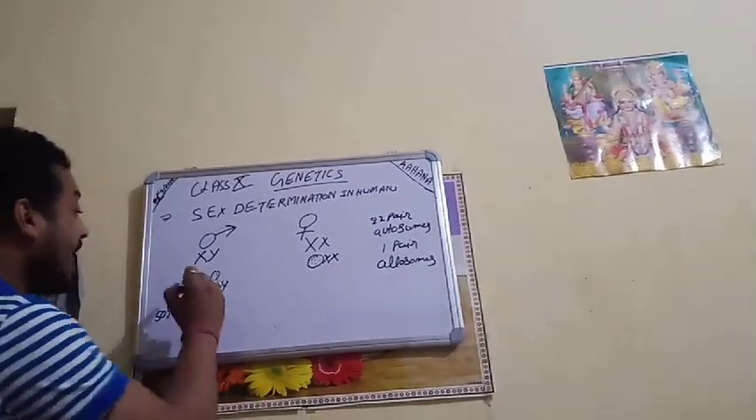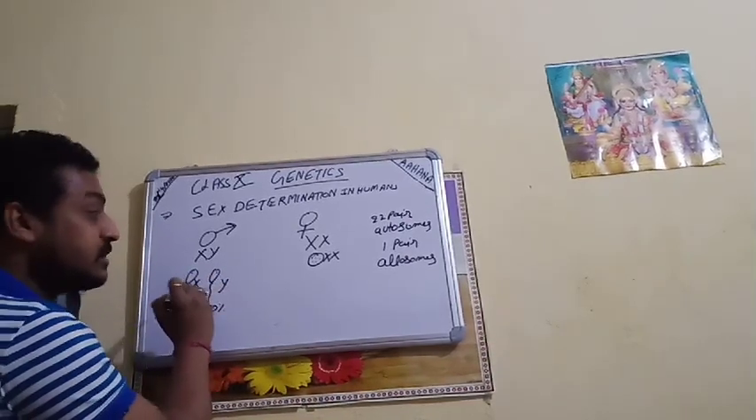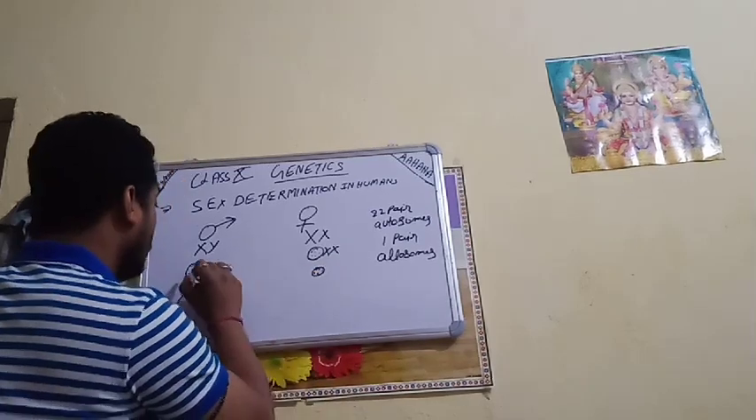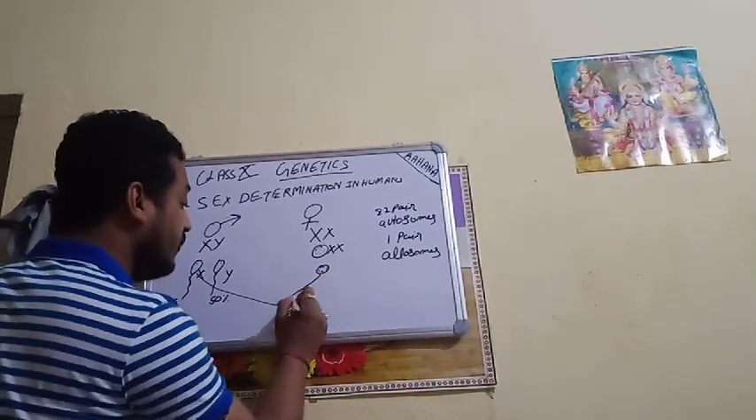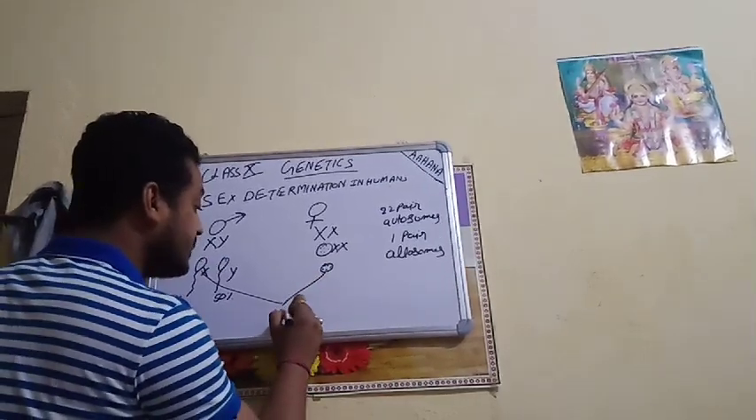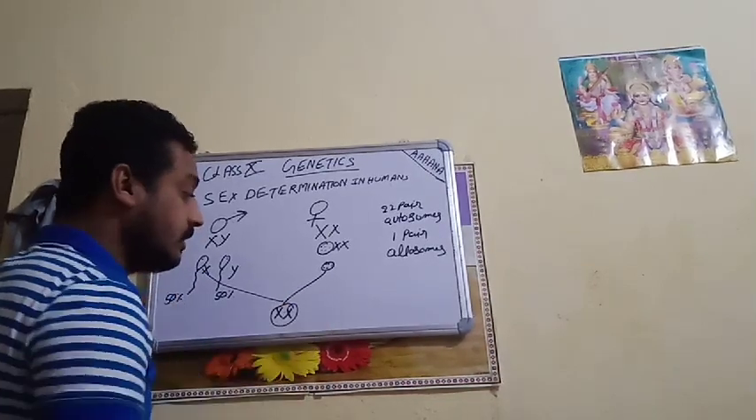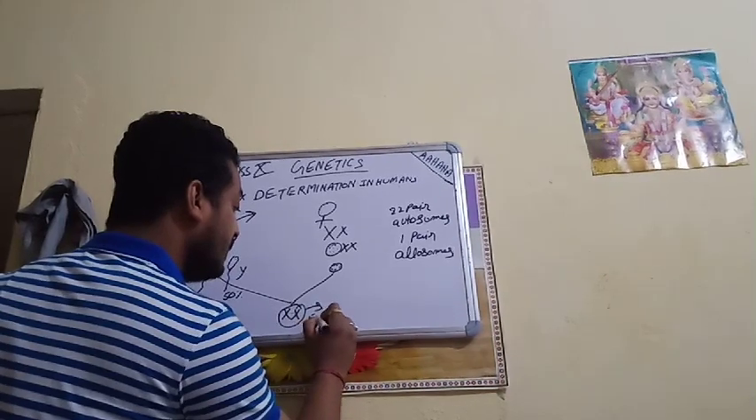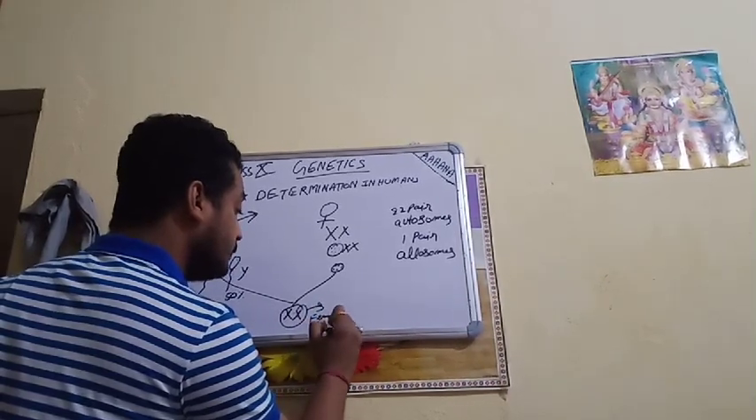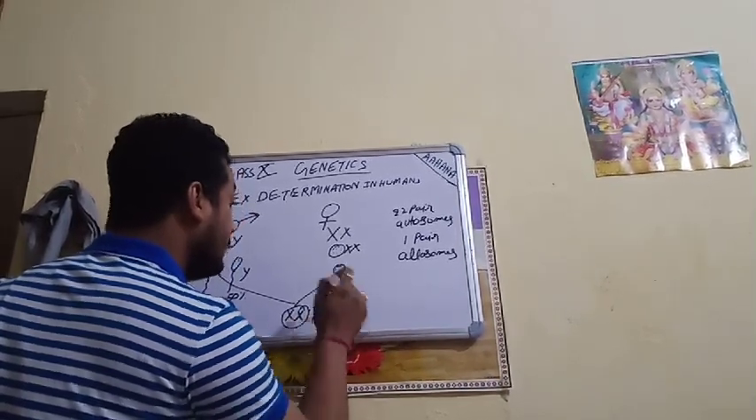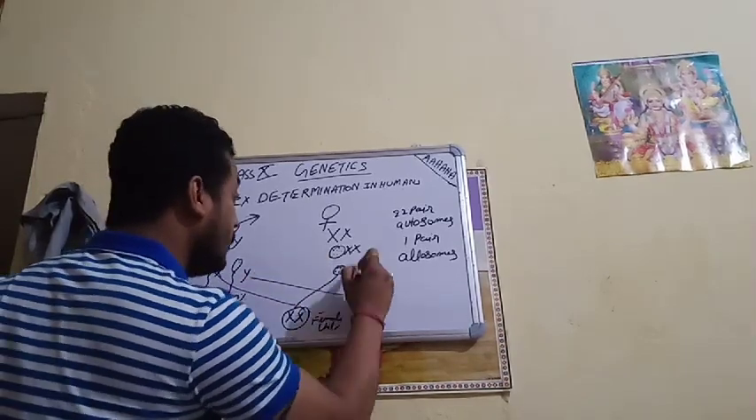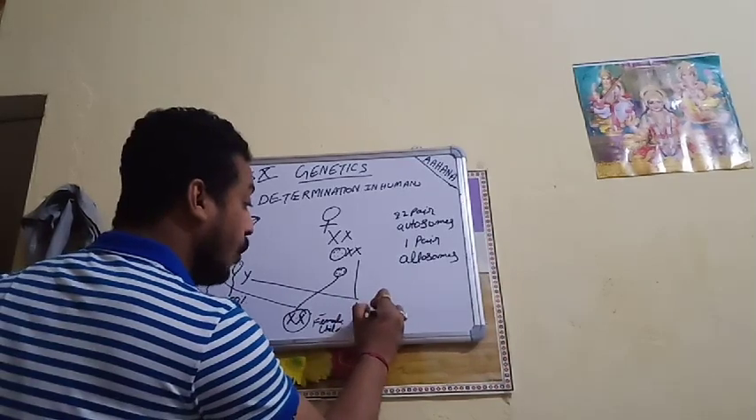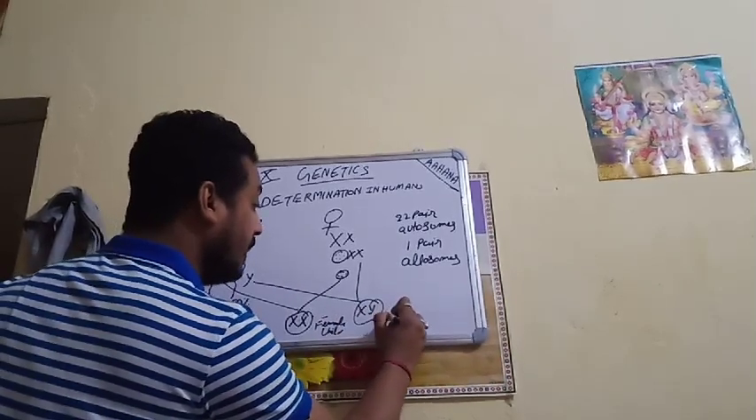Now, when the X chromosome containing sperm fertilizes the female ovum, XX, that is a female child. And when the Y chromosome containing sperm fertilizes the X ovum, that is XY, means a male child.